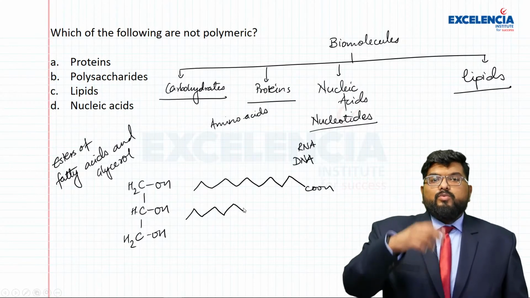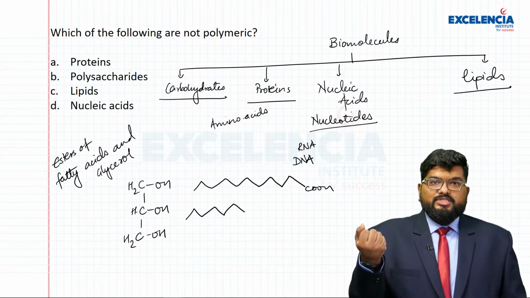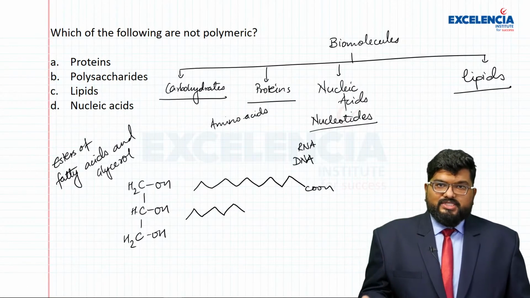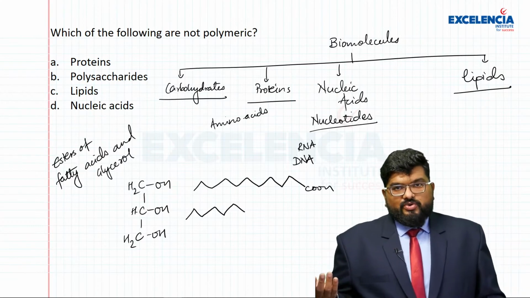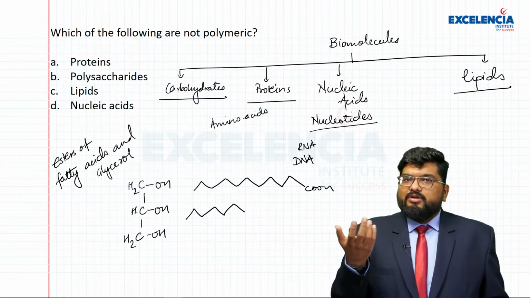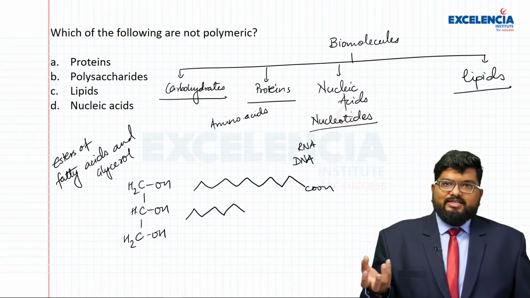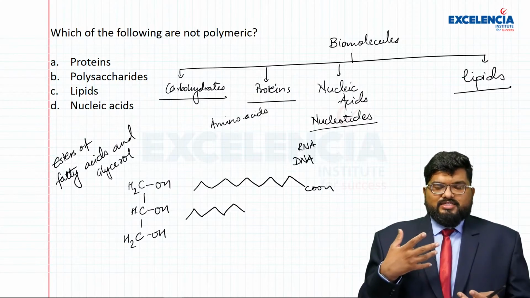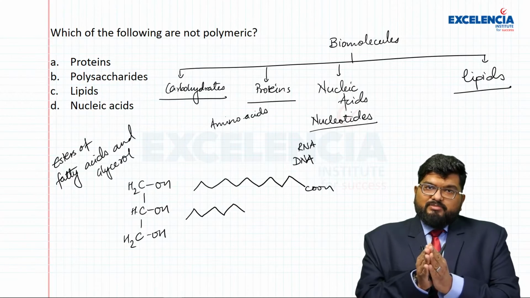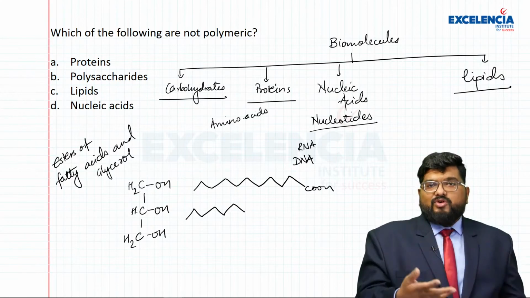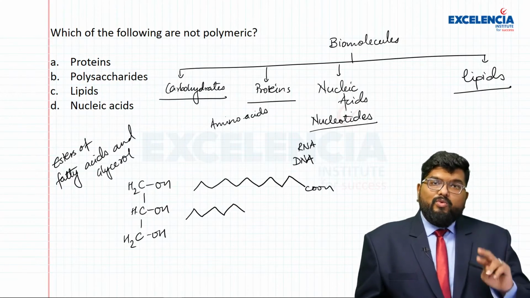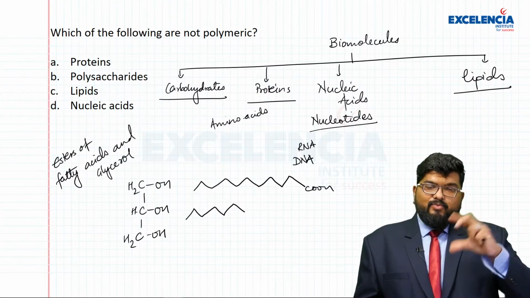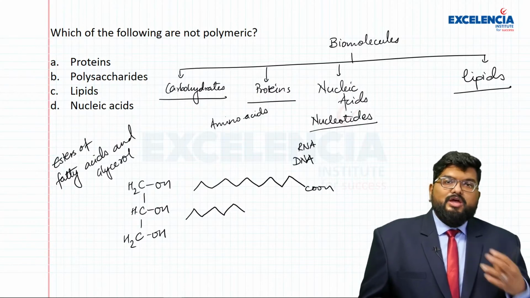So when one fatty acid is joined to the glycerol molecule, it's called a monoglyceride. When two of them are joined to the glycerol molecule, it's called a diglyceride. And when three, we have triglycerides. Now there are certain special types of lipids which are called phospholipids, isn't it? So it's a diglyceride with a phosphate group attached.